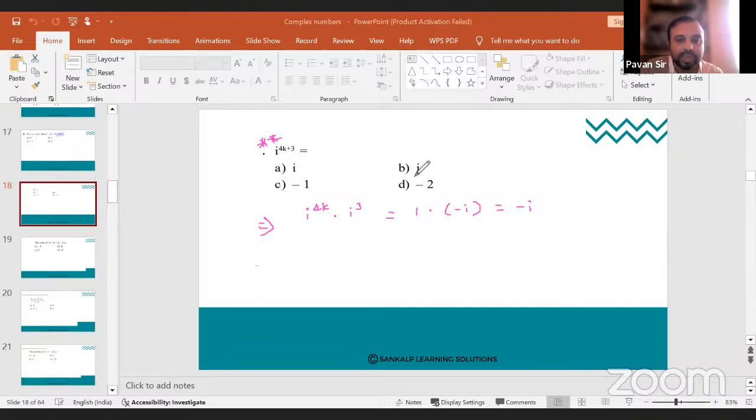So here option B is the correct answer. Because of misprinting, both answer A and answer B are given as the same option. Make option B as minus i, and it is the correct one. Option B as minus i, make the correction.